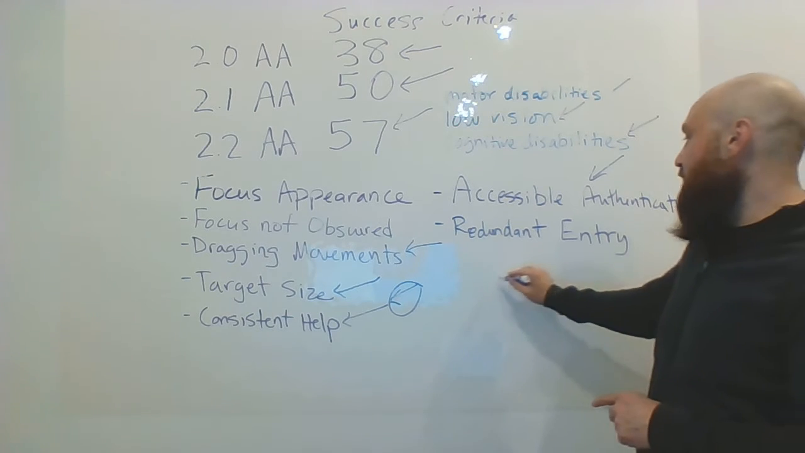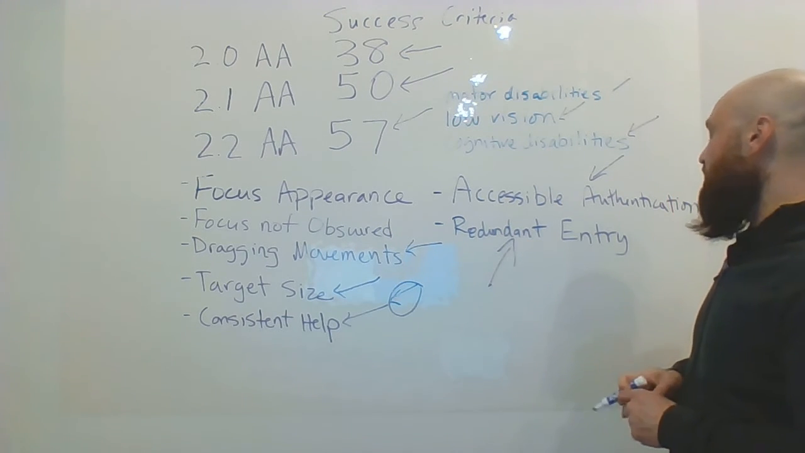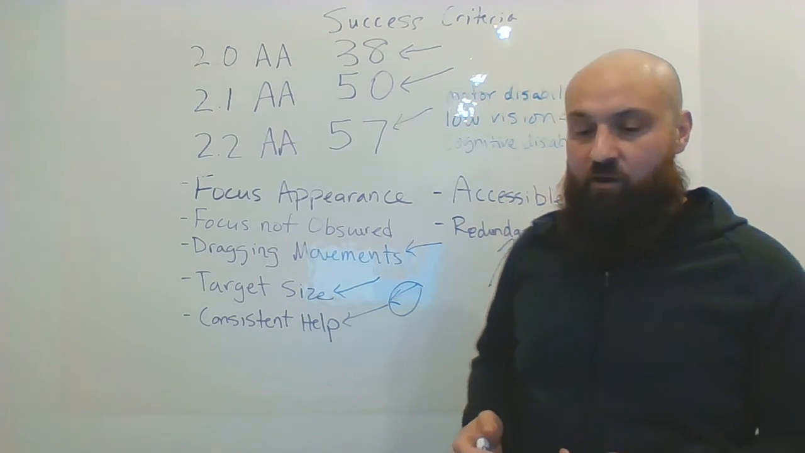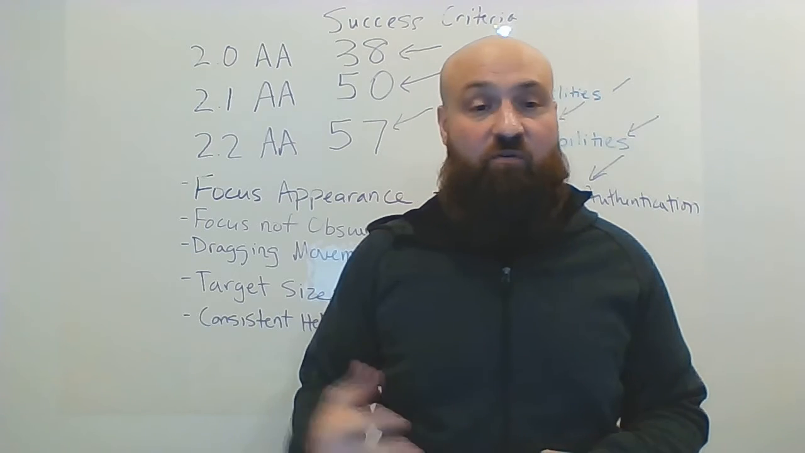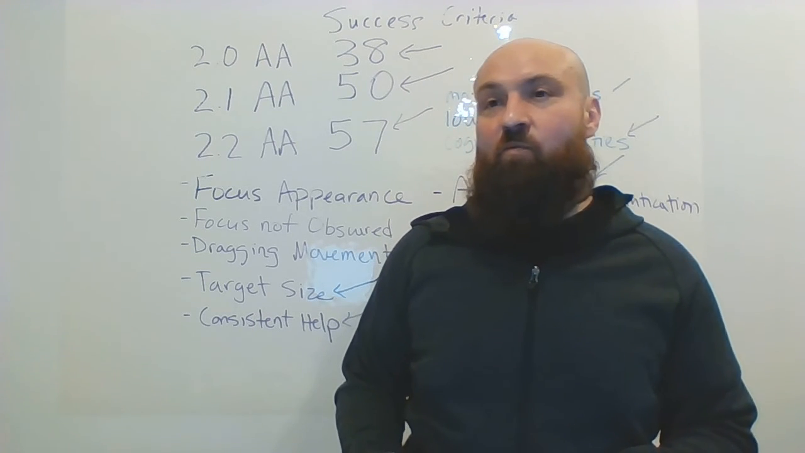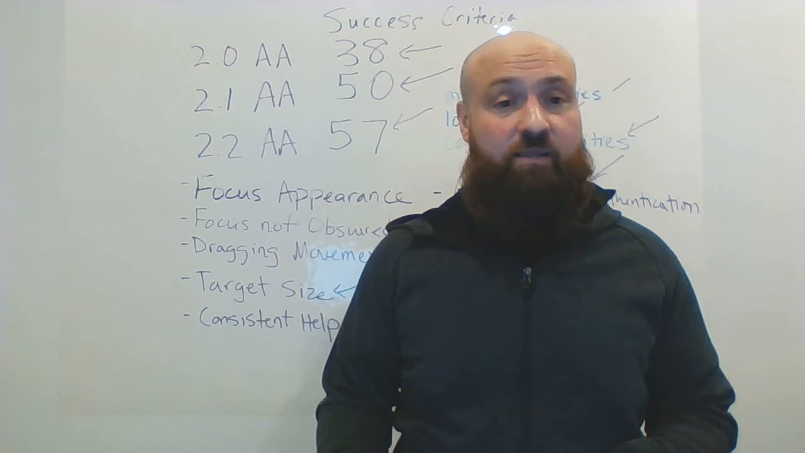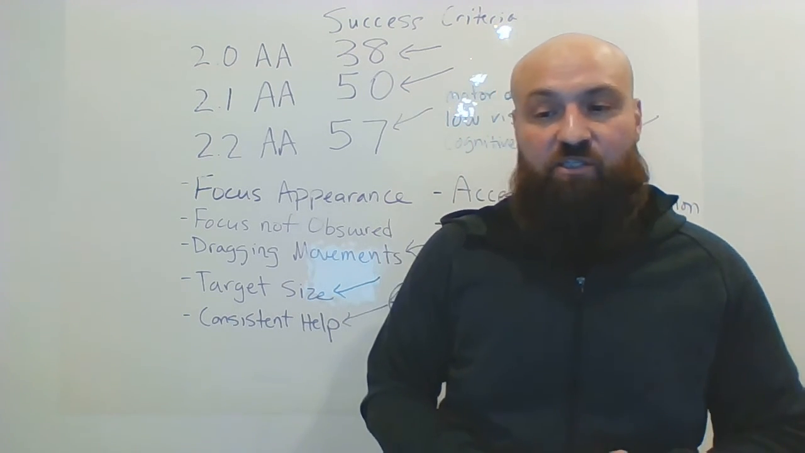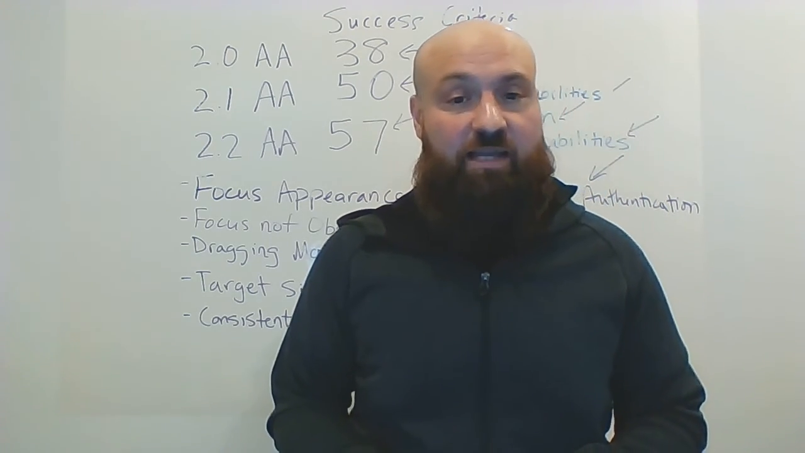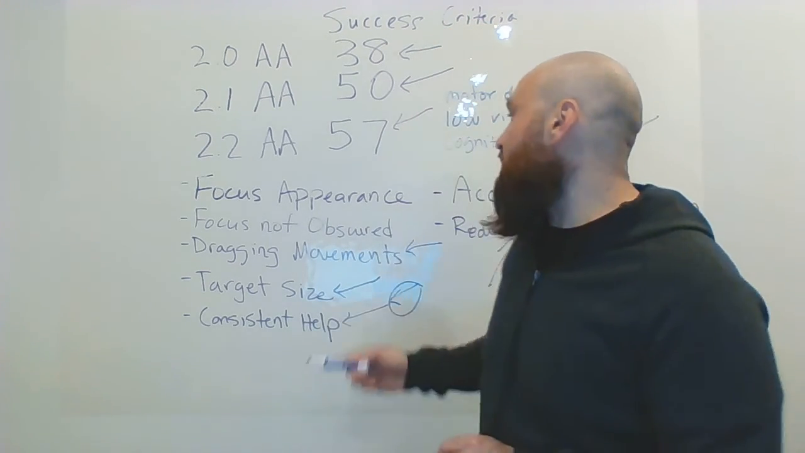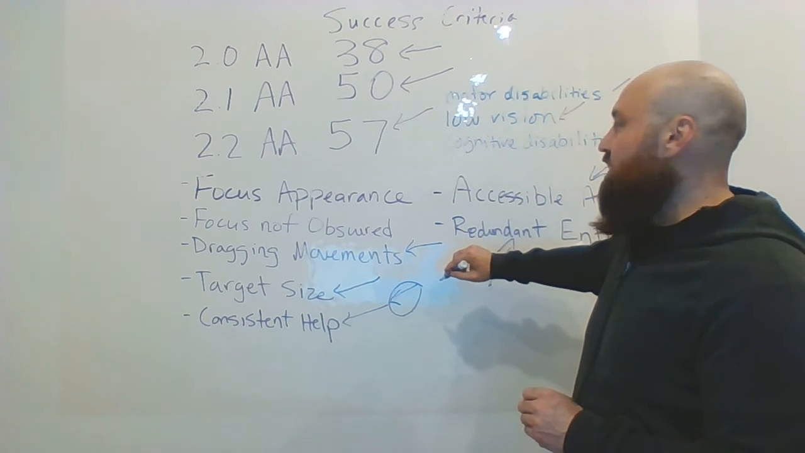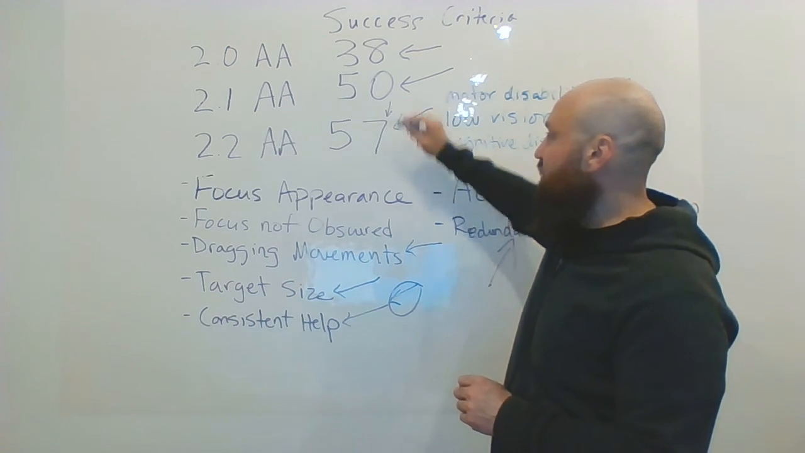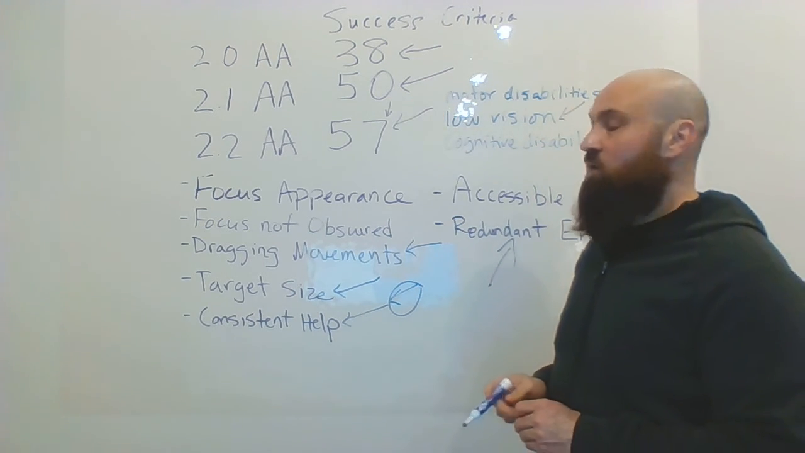And then the last AA success criteria is redundant entry. And so this is making sure that where you are entering inputs that you have already entered, there's a way to auto-complete that or make it so that you don't have to re-enter the same information more than once unless it is absolutely necessary. So this is what's new in WCAG 2.2. Again, it's just 7 more additional success criteria over 2.1.